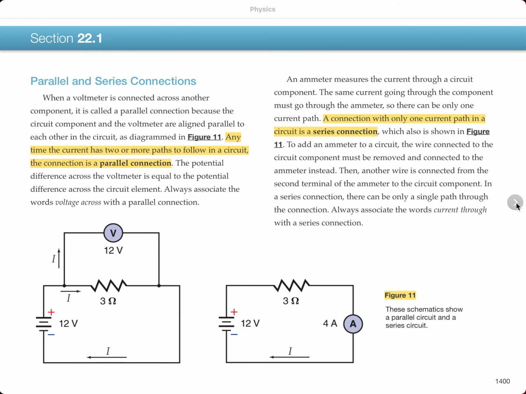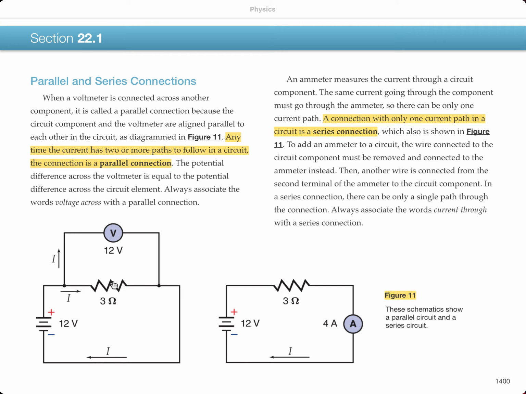Now, I want to close with just presenting to you two different ways that circuits can be built: the series connection and the parallel connection. Let's look at the parallel connection first. This circuit shows two items, the voltmeter and the resistor, that are in parallel with each other. In other words, they're side by side.